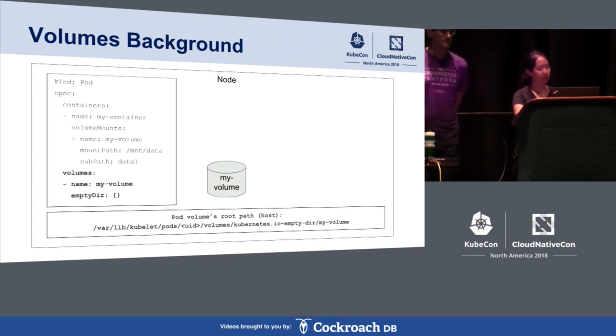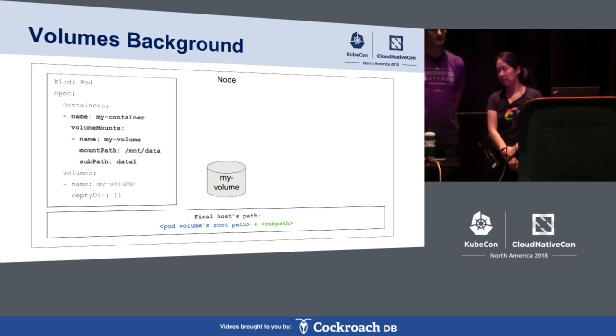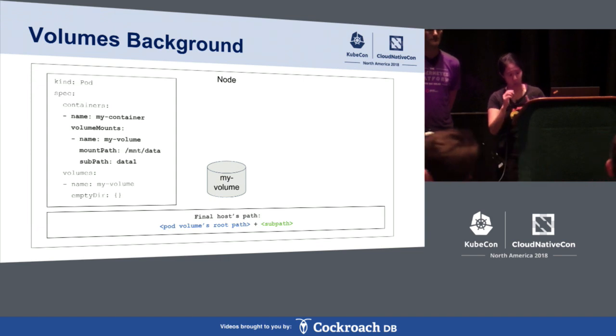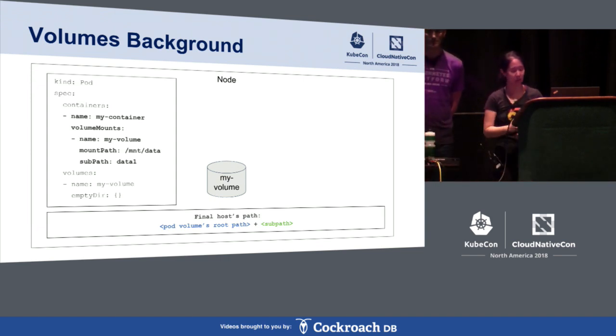And once all the volumes have been set up and mounted on the host system, then it's time to start the containers. To start the container, kubelet needs to tell the container runtime. In this case, it could be Docker. It needs to tell Docker where on the host file system this volume is located, and where in the container it should be mounted to.